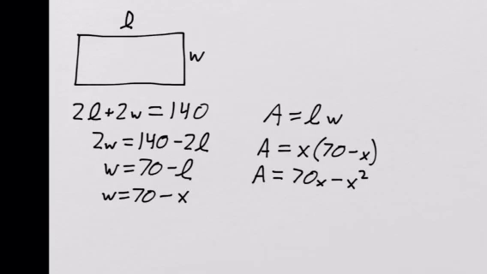So the big takeaway here is to draw a picture to represent the situation that's being presented in the word problem. That will help you out a lot. And then just from that, get it to one variable so you can write it as a function of that one variable.